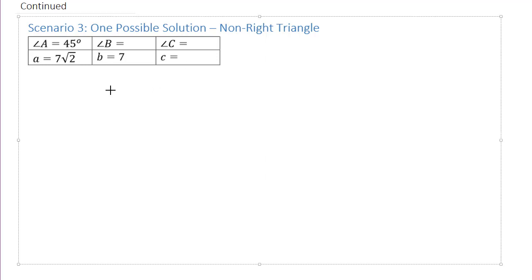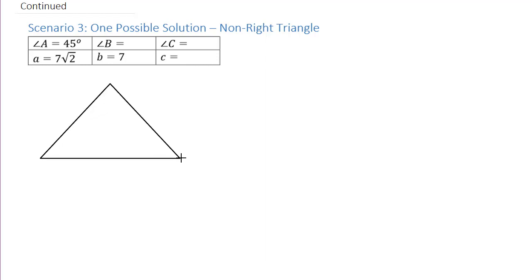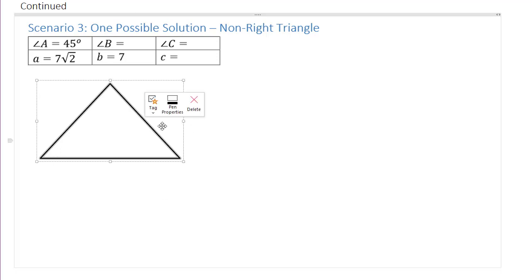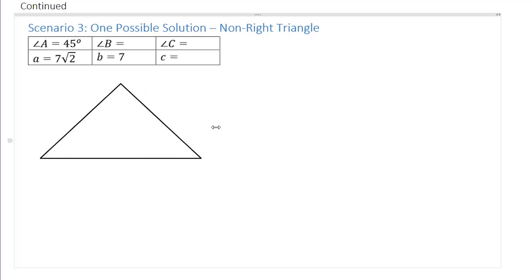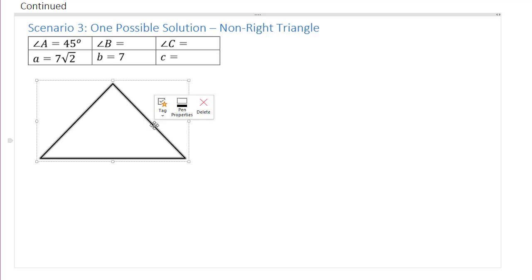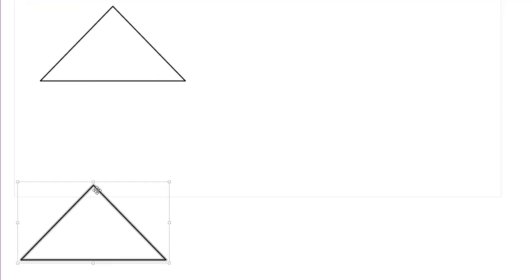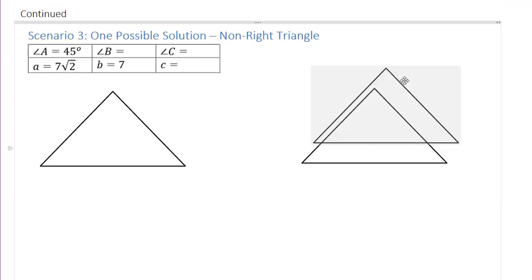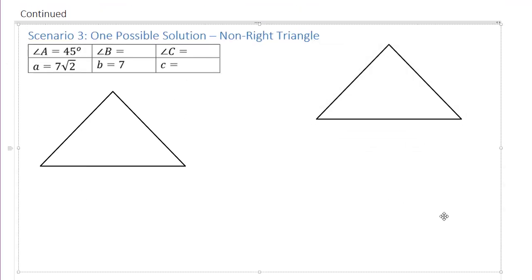That's why we want to draw a picture. So let me just draw one here. We're going to call this triangle 1, and then I'm going to draw over here what triangle 2 would look like, the best I can. This guy doesn't work perfect, but we'll do the best we can here. I'm just going to put him over here. So we could get one triangle, we could get two triangles.